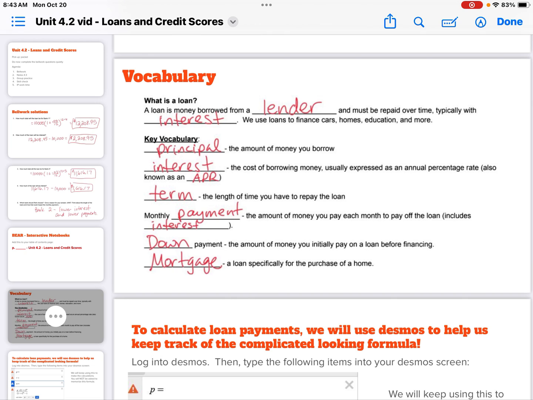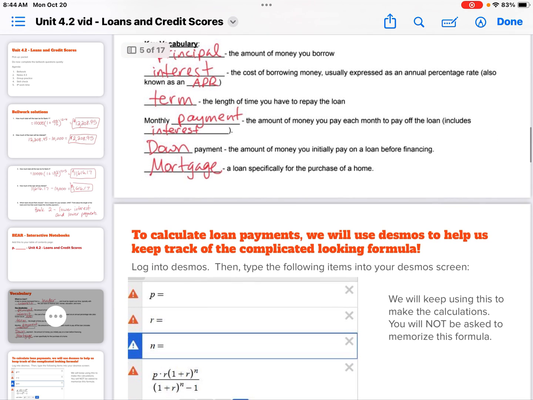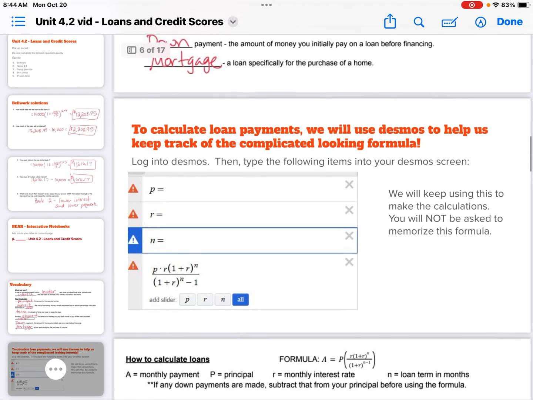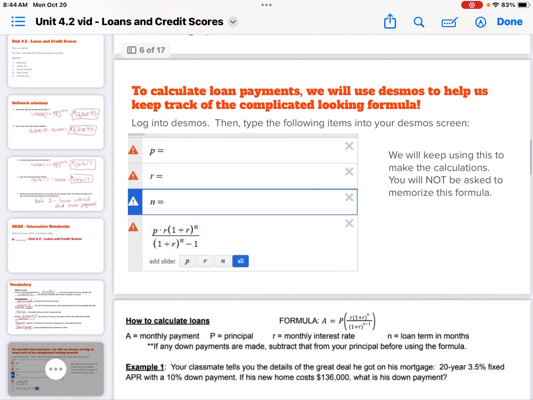Term is the length of time you have to repay the loan. And then monthly payment is the amount of money you must pay each month to pay off the loan, and this includes your interest. We have a down payment, which is the amount of money you'd pay initially on the loan before financing. And if we talk about a specific kind of loan for borrowing to buy a house, that is called a mortgage.